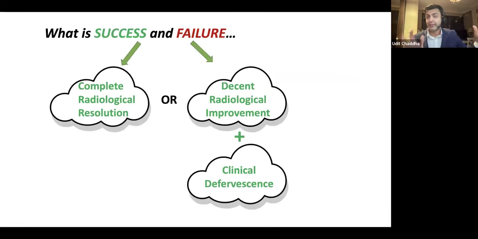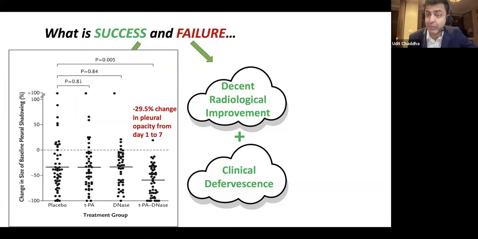If you have complete radiological resolution of your pleural effusion, it's a no-brainer. There's no reason to give more TPA-DNase at that time. Or if you have decent radiological improvement and clinical defervescence, you still probably are okay and you can stop your TPA DNase intrapleural enzyme therapy administration. Now, what is decent radiological improvement? The problem is this is subjective. However, if someone has clinical defervescence and has a more than significant improvement in their chest X-ray and ultrasound, that should be okay to say that TPA-DNase has worked and is successful.